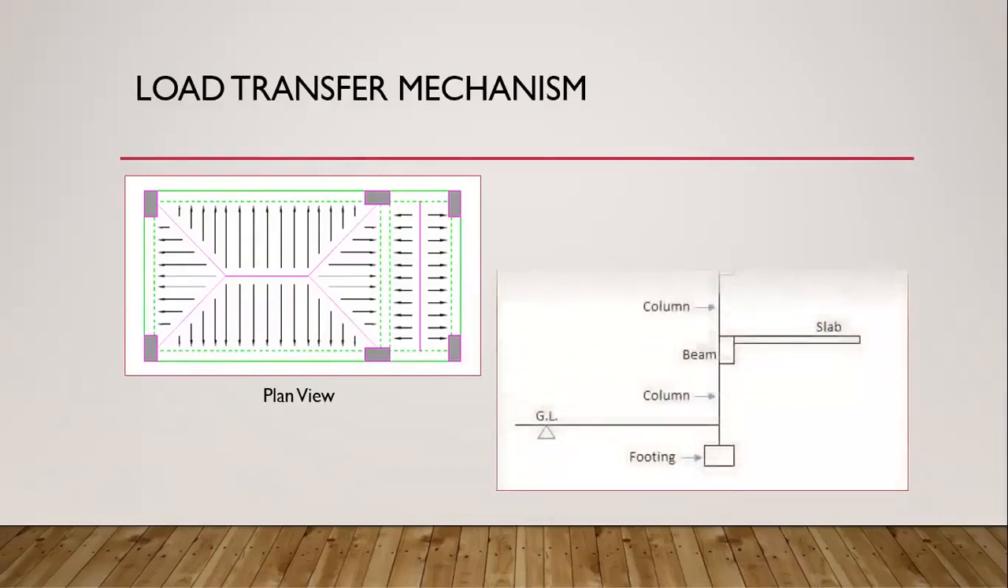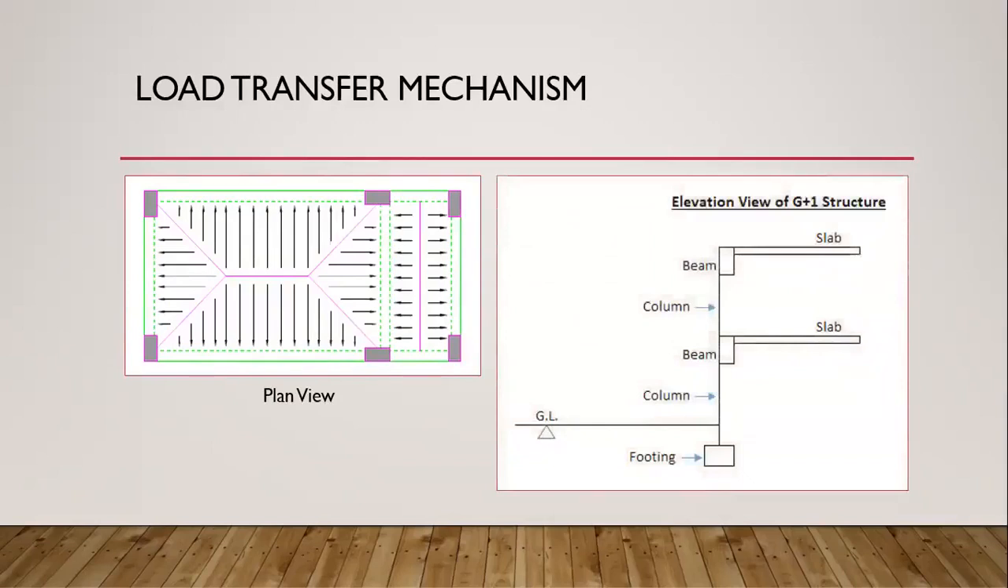Here you can see the elevation view of G+1 structure, which is slab, beam, column, and in this figure you are seeing a datum line called as ground level. All the structural elements which are above the ground level are called as superstructure, and below the ground level is called as substructure. That is, some part of column and footing is called as foundation, and single footing is called as footing. Okay, so that's all from our side in this first session, that is load transfer mechanism.